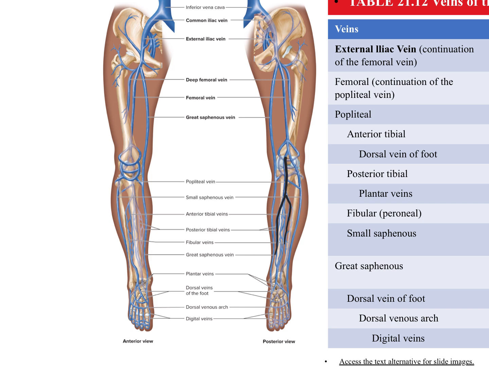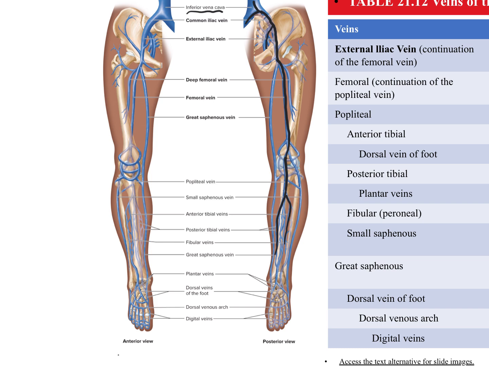The popliteal vein then drains into the femoral vein, and the femoral vein becomes the external iliac vein, which becomes the common iliac vein as soon as the internal iliac vein joins it. The right and the left common iliac veins then come together to form the inferior vena cava. The inferior vena cava then goes to the right atrium of the heart.